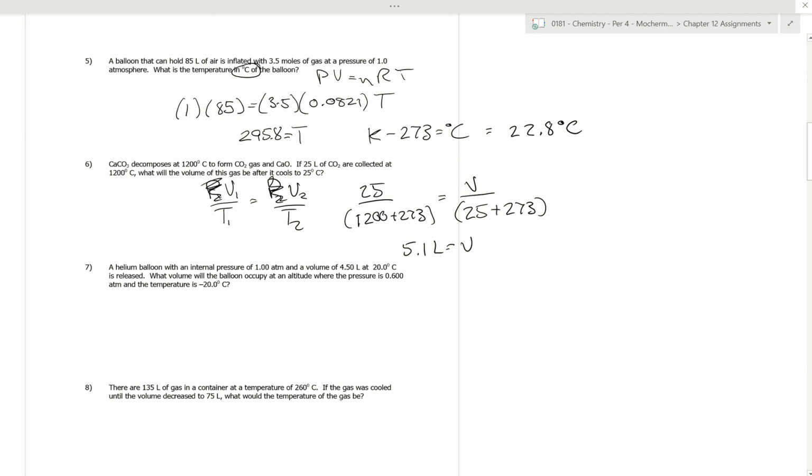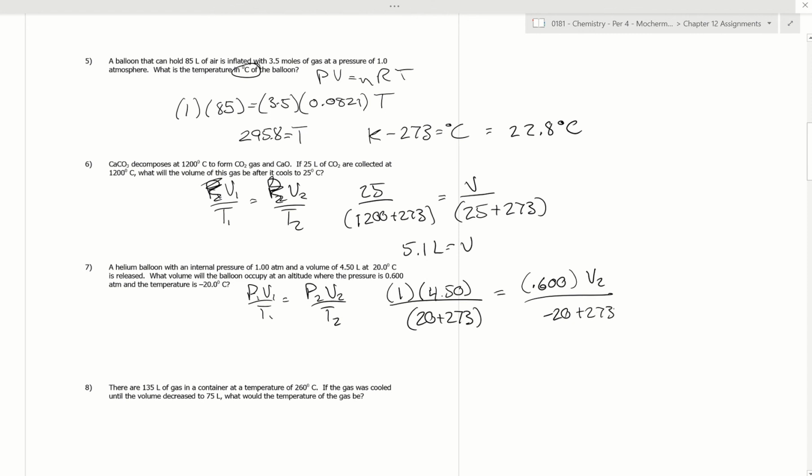Two more. A helium balloon with an internal pressure of 1 atmosphere and a volume of 4.5 liters at 20 degrees Celsius is released. What will the volume be when the pressure is 0.6 and the temperature is negative 20? So now we're going to use all of P1, V1, and T1. So I'm just going to plug all my stuff in. I have 1 atmosphere for P1. V1 is 4.50 at 20 degrees Celsius plus 273 equals 0.600 V2 divided by negative 20 plus 273.